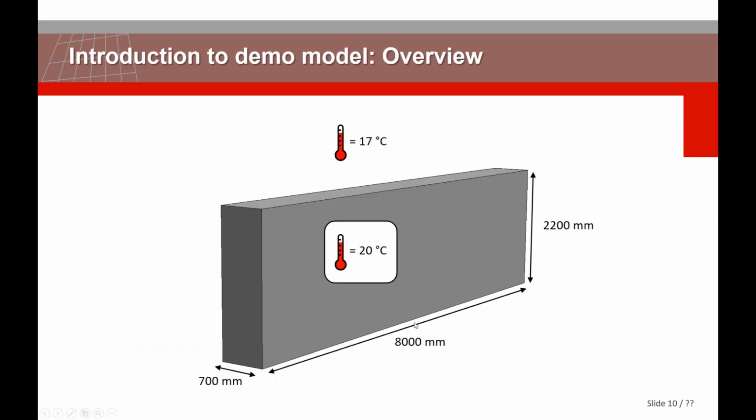Right. Let me quickly introduce my demonstration model today. I'm going to model a simple concrete wall with dimensions of 700 in depth, 8,000 in width, and 2,200 in height. The initial temperature of the concrete is 20 degrees Celsius, and the external temperature, maybe I can just fix it as 17.